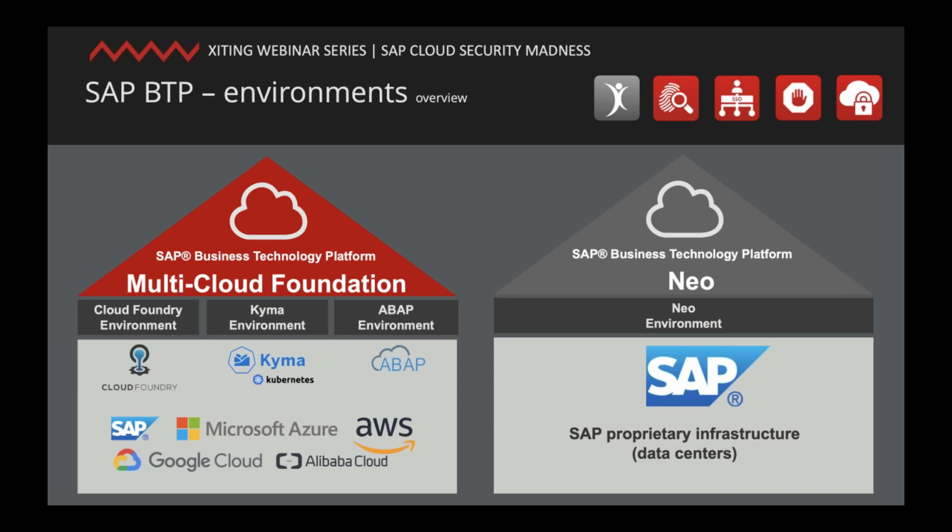At first, let's start with Neo, which is the oldest one. It's been available for 9 years now, and it is operated purely in SAP's own data centers. In contrast, SAP has been following a multi-cloud strategy for the past years. The multi-cloud environments are available in many regions worldwide and run on the four major cloud providers, like I said, Amazon, Microsoft, Google, and Alibaba. The goal is to leverage existing investments in cloud infrastructure partners and to serve customers with greater flexibility and the cloud vendor of choice.